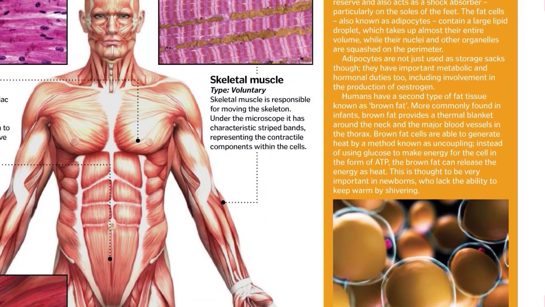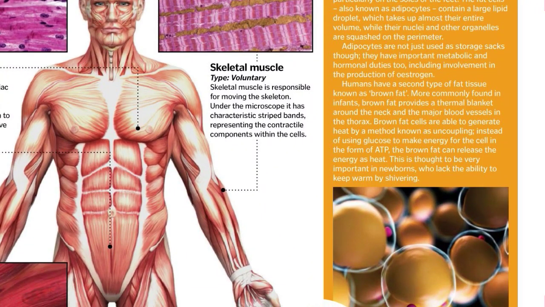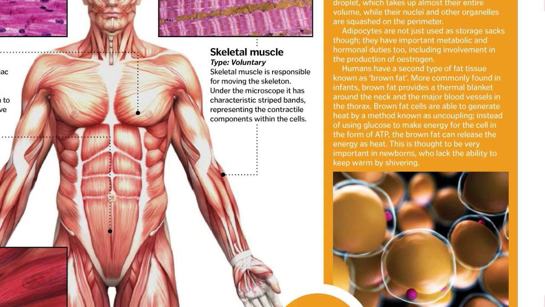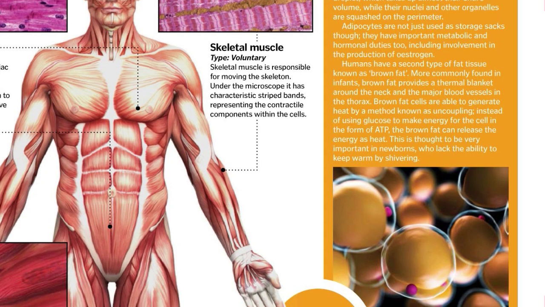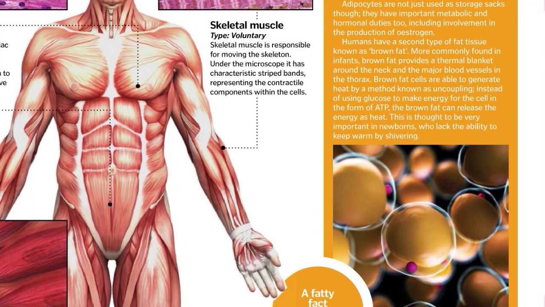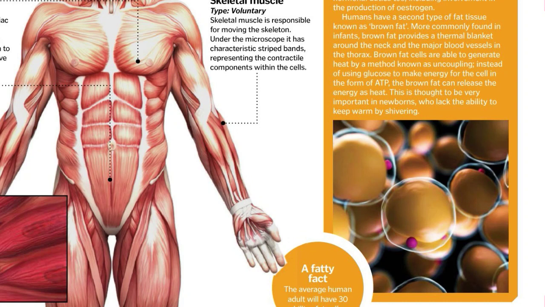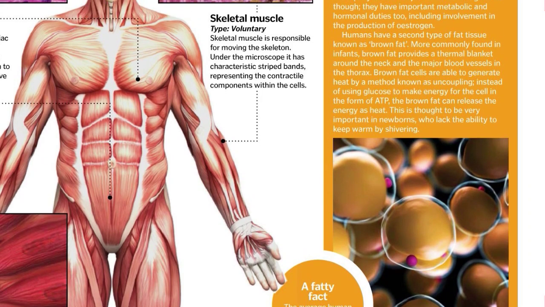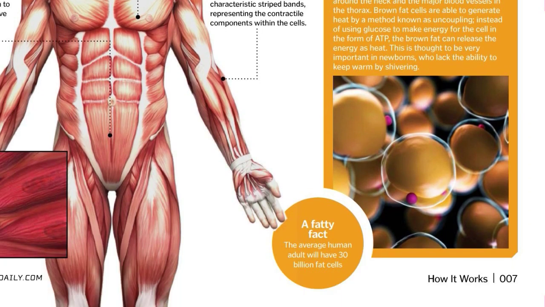Now let's talk about skeletal muscles. This is a voluntary type. Skeletal muscle is responsible for moving the skeleton. Under the microscope, it has characteristic striped bands representing the contractile components within the cells.